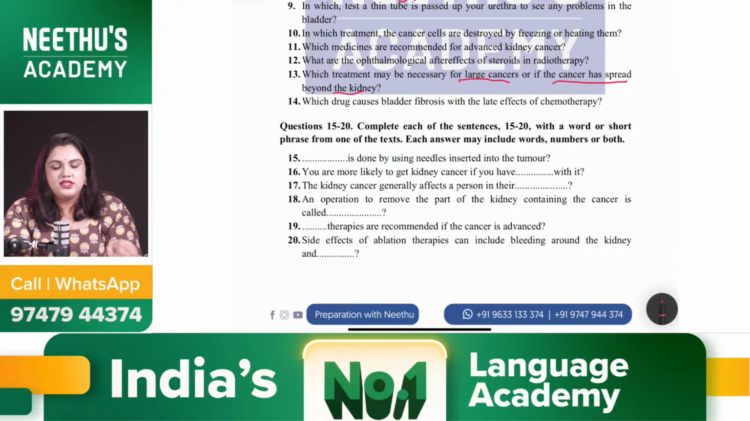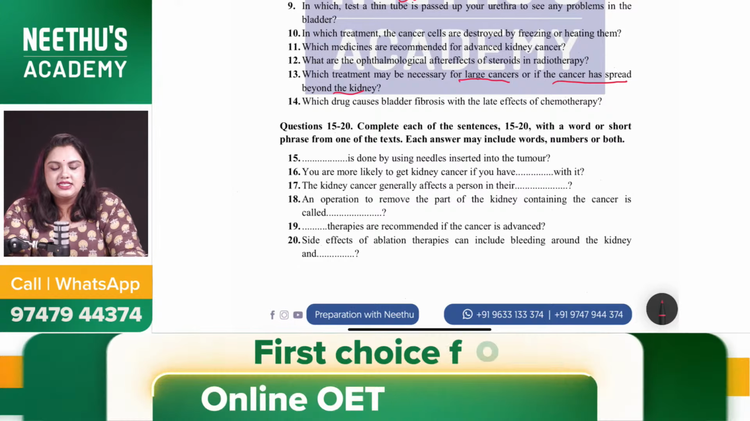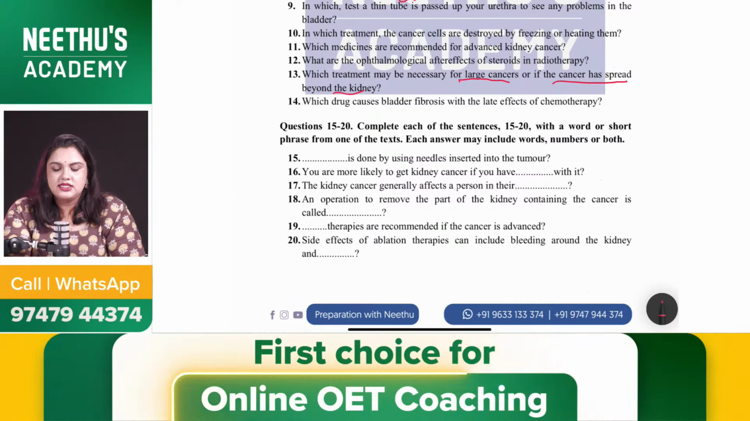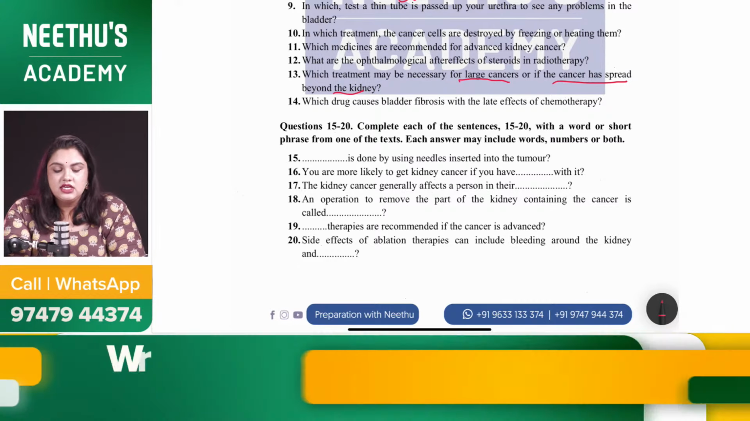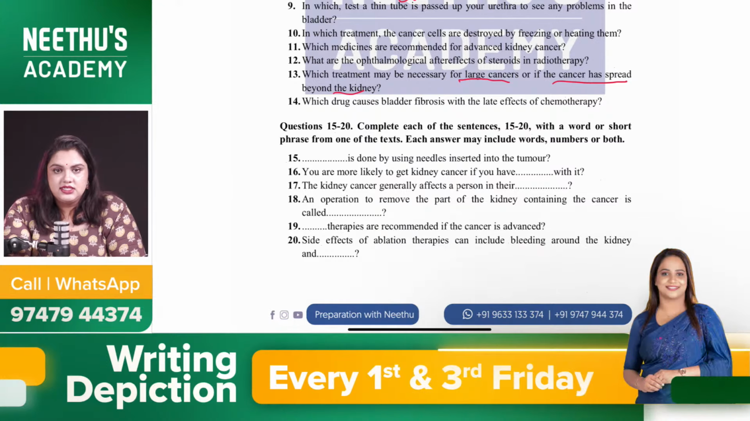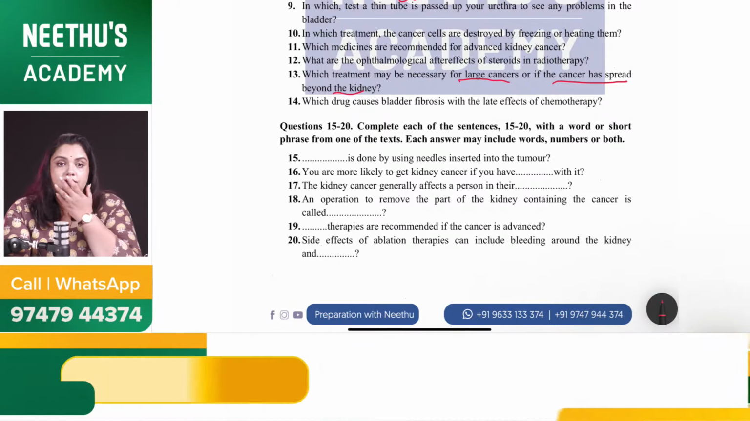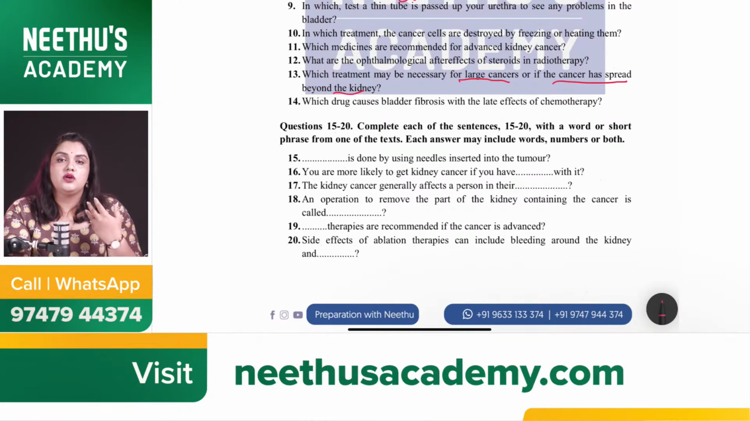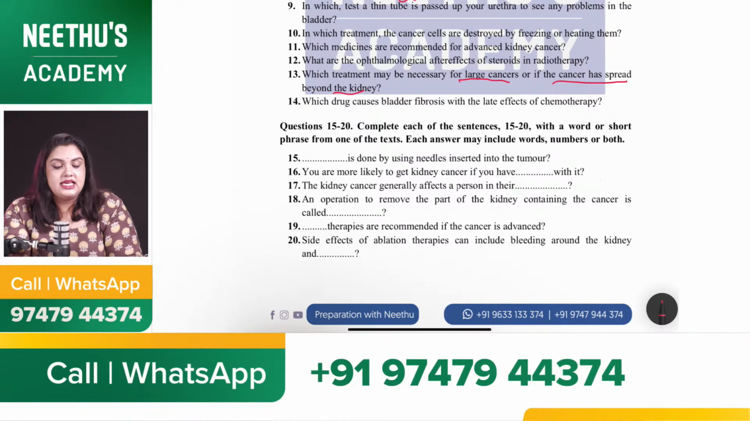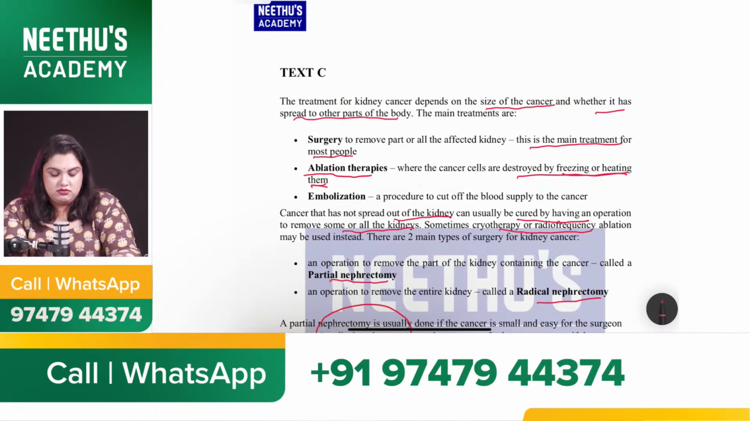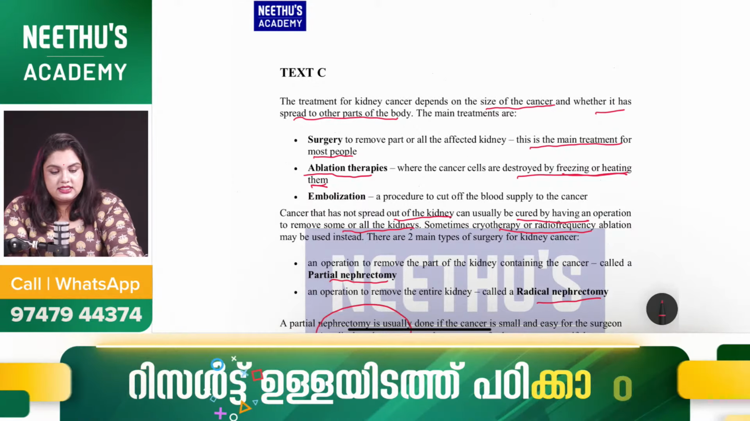Alright, let's see question number 15. Dash is done by using needles inserted into the tumor. I'm repeating. Dash is done by using needles inserted into the tumor. Where did we discuss or describe the treatments? In Text C. We mentioned it in Text C. It was mentioned in Text B.